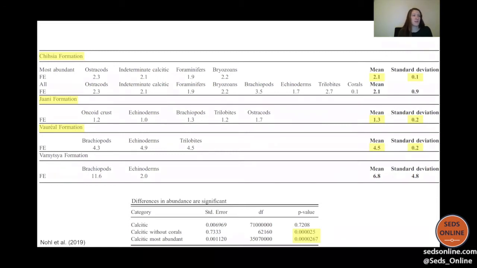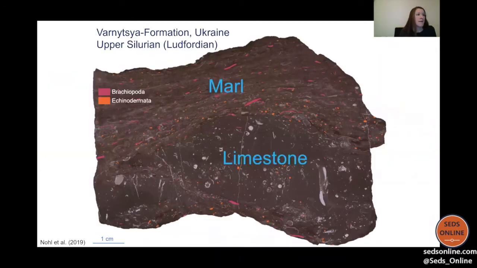that we have the same precursor sediment, because we know that a slight change of substrate has a major impact on the faunal composition. But all the investigated limestone alternations show enrichment of calcitic fossils by the very same factor. Only the Vanitsa formation shows a discrepancy, and we will look at this right now.